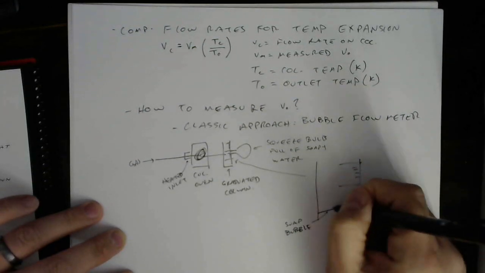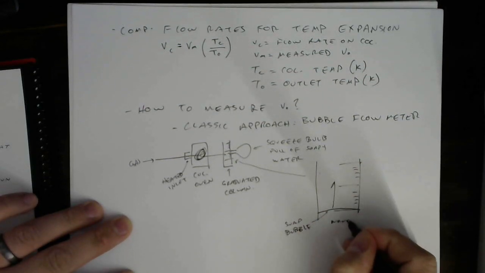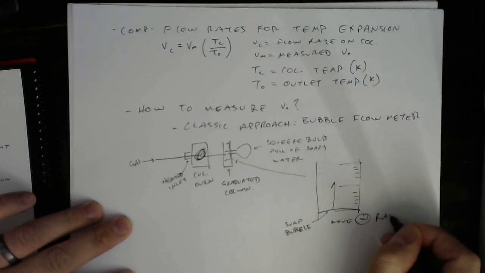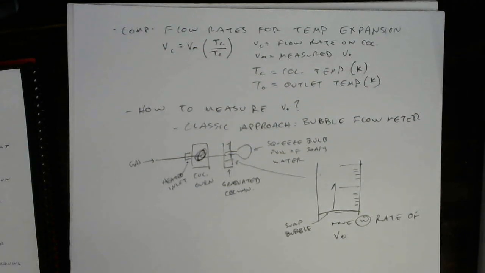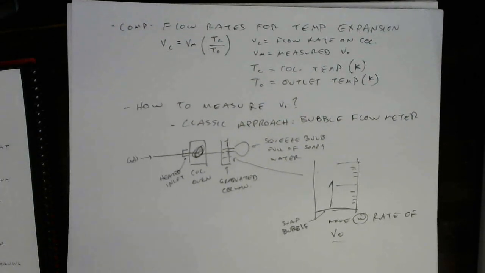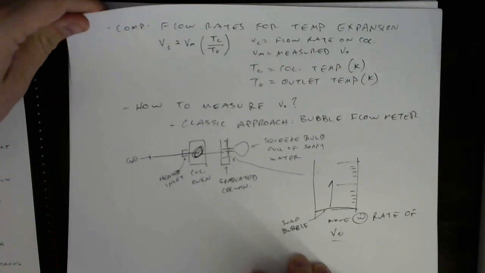And that soap bubble is going to rise. It's going to move at the rate of our outlet volumetric flow rate of V sub 0, because we're filling up behind that soap bubble the outlet of our column. Really simple, but if you can watch that soap bubble move and you can count how many mils it moves in how much time, you understand the outlet flow rate. So let's finish up this discussion on flow rates in GC with a little exercise.